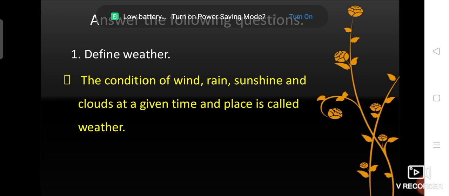Next one is answer the following. First one is define weather. The condition of wind, rain, sunshine and clouds at a given time and place is called weather. It is given in your book as it is.